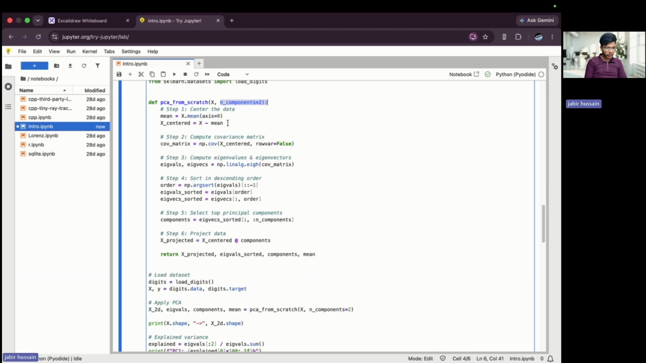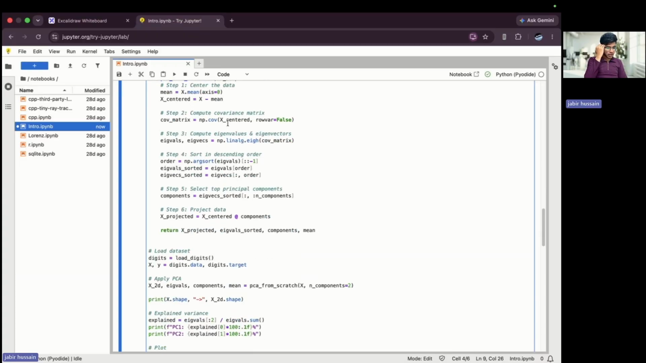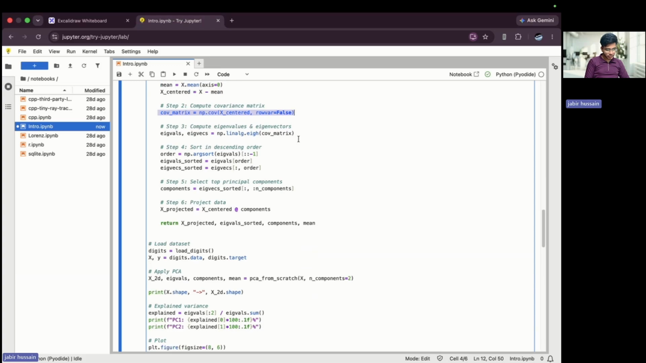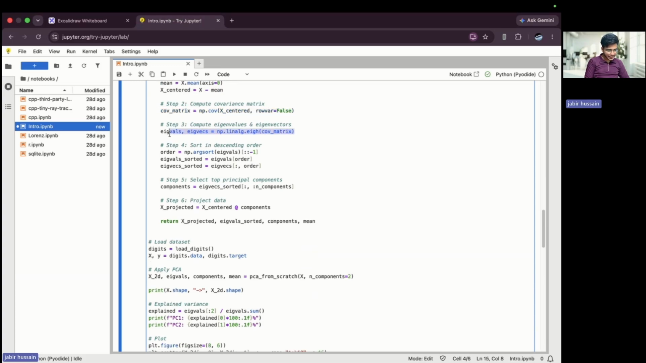Now, what I'm doing here, I'm first of all calculating the center, and after calculating the center, I'm making the entire data come to the origin. So in line 2, I'm doing that. Now, after that, I'm calculating the covariance matrix. After calculating the covariance matrix, I'm getting the eigenvalues and eigenvectors.